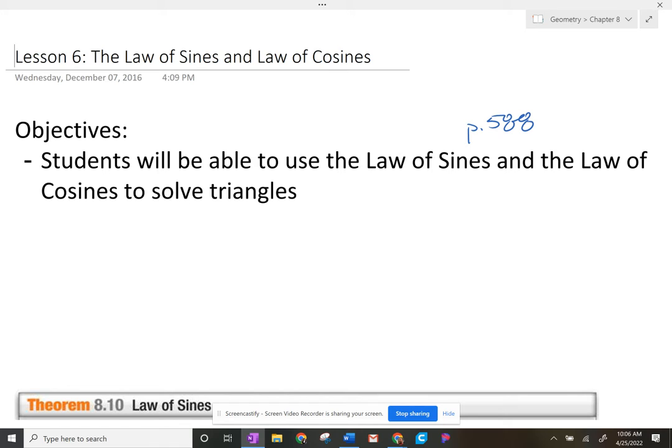The stuff before had to deal specifically with right triangles. So every single one of these was dealing specifically with right triangles. The stuff we're going to do today, and again, we've got a block day, so we should be able to get through it, is going to deal with ones that are not perfectly right triangles. If you do want to look and write these things down, it's on page 588.